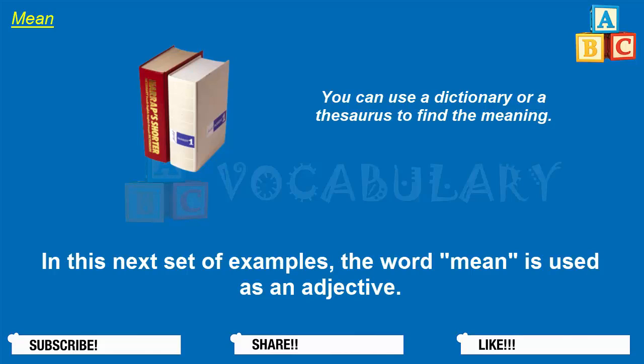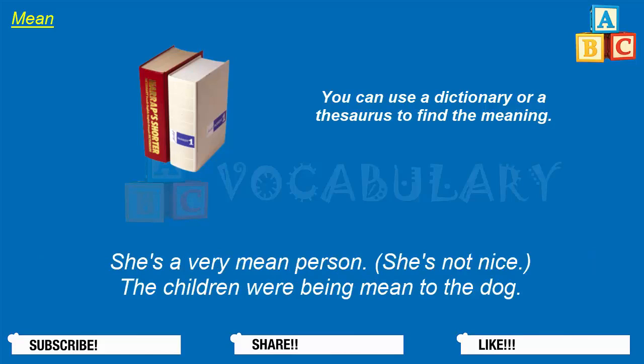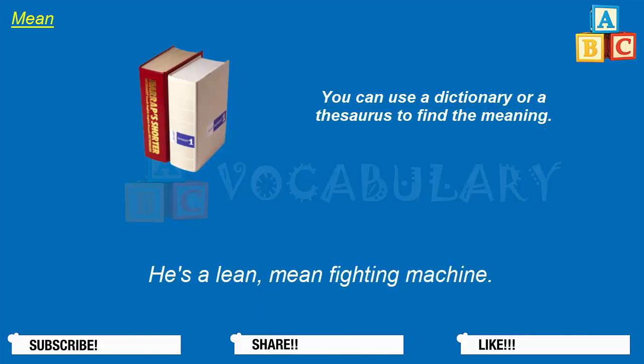In this next set of examples, the word mean is used as an adjective. She's a very mean person. The children were being mean to the dog. He's a lean, mean fighting machine. What is the mean for these numbers?